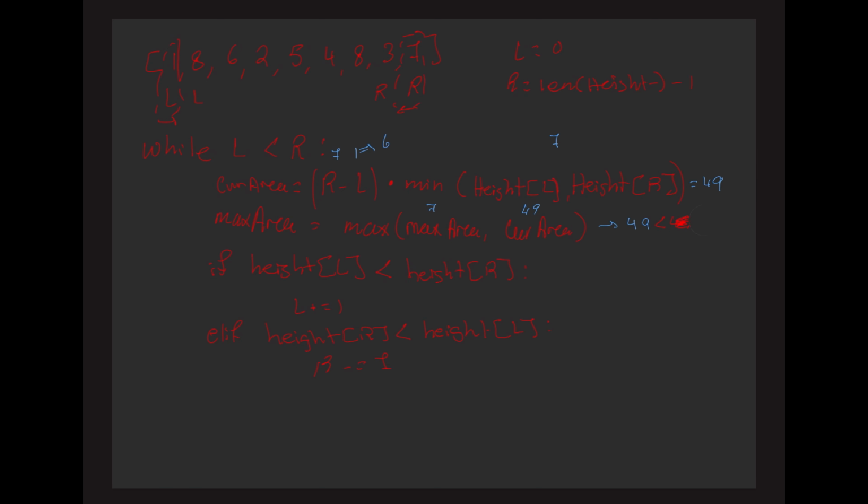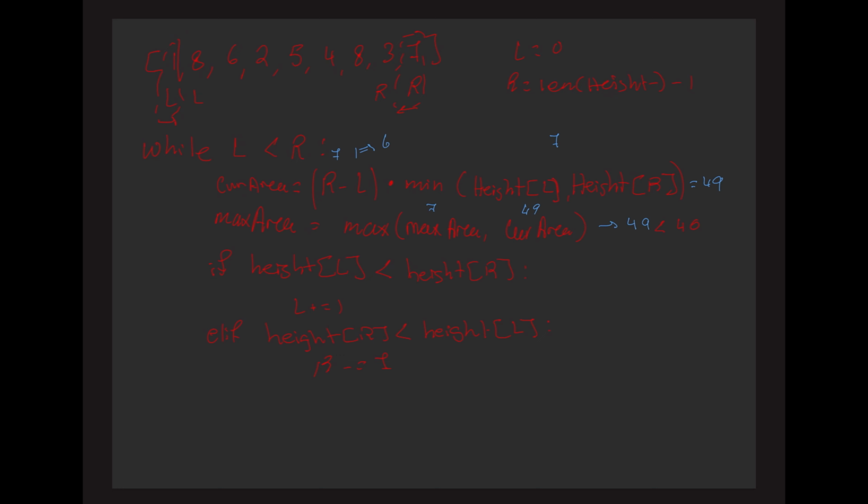So what we're going to do is keep on decrementing, moving down the array. We're going to hit a point where 8 is now our new height, and 8 times 8 is 40. And then 40 is still less than 49.